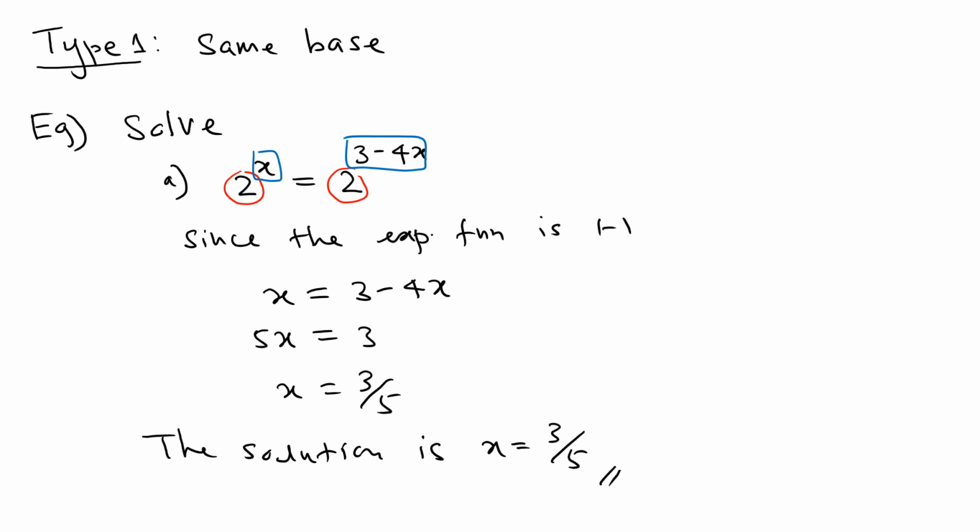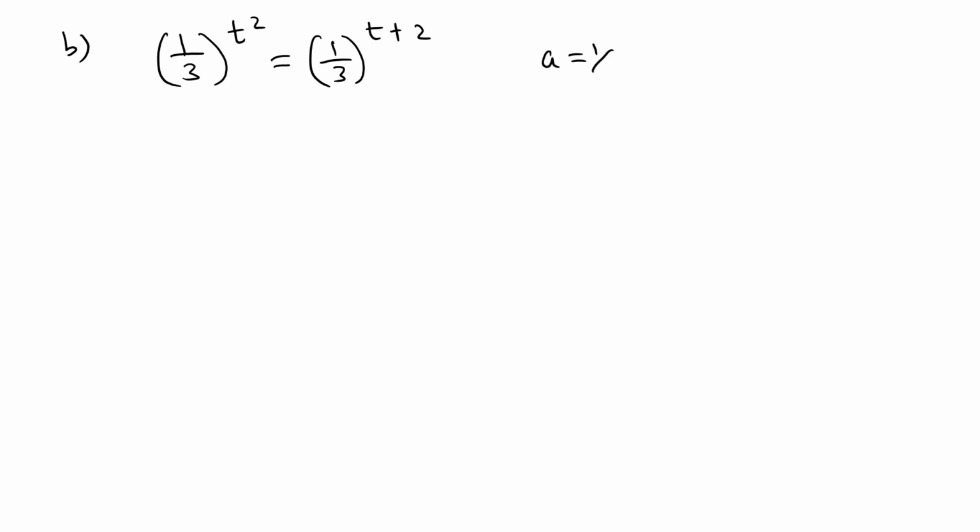Let's look at the next one. We have this as a second problem: (1/3)^(t^2) = (1/3)^(t+2). Here t is the variable. It doesn't matter what the base is. Here the base is 1/3, so a equals 1/3. Again, we're going to equate the exponents.